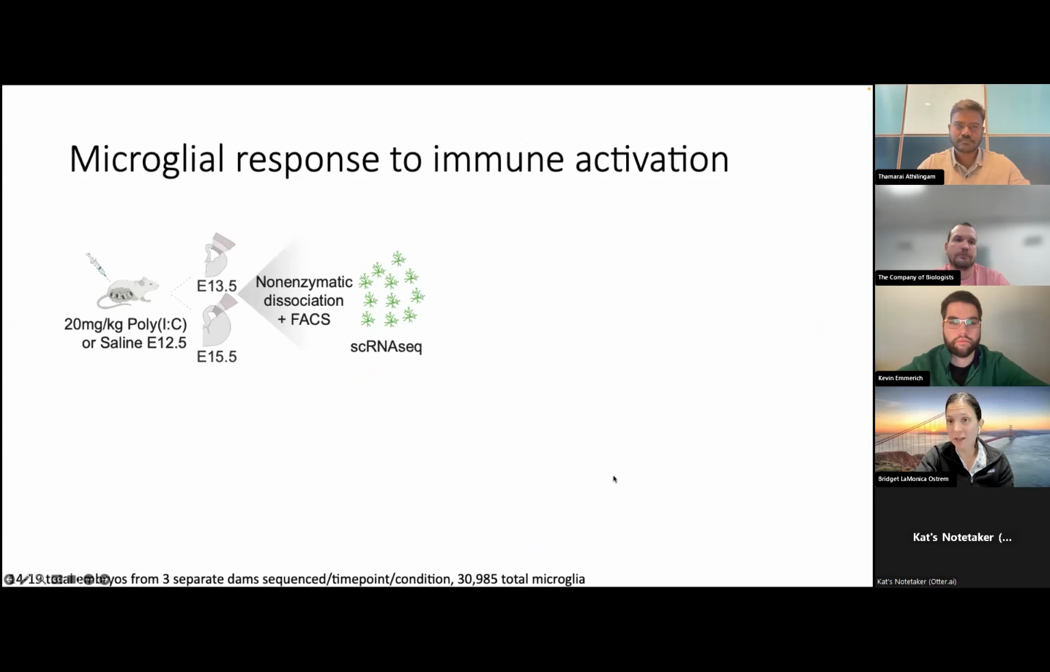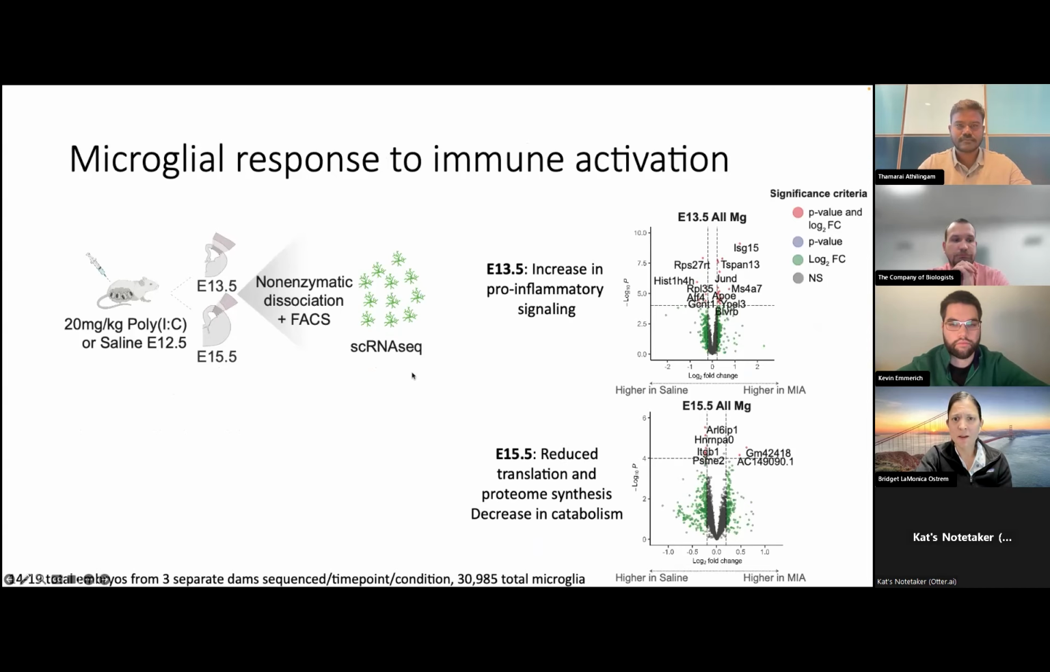But now we were able to use this atlas in order to look at the microglial response to immune activation. So here what we did is we injected poly-IC or saline, again at E12.5, and then looked now at microglia specifically, gene expression changes at E13.5 and E15.5. And broadly, what we saw is an increase in pro-inflammatory signaling 24 hours after the immune stimulus. I think this is to be expected.